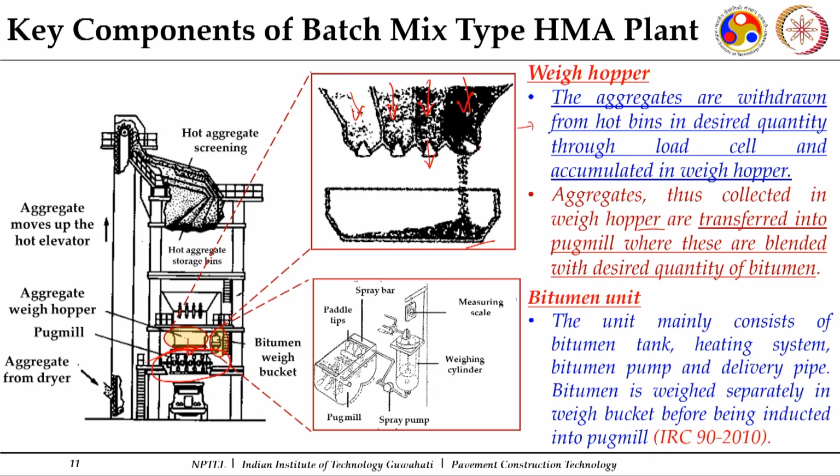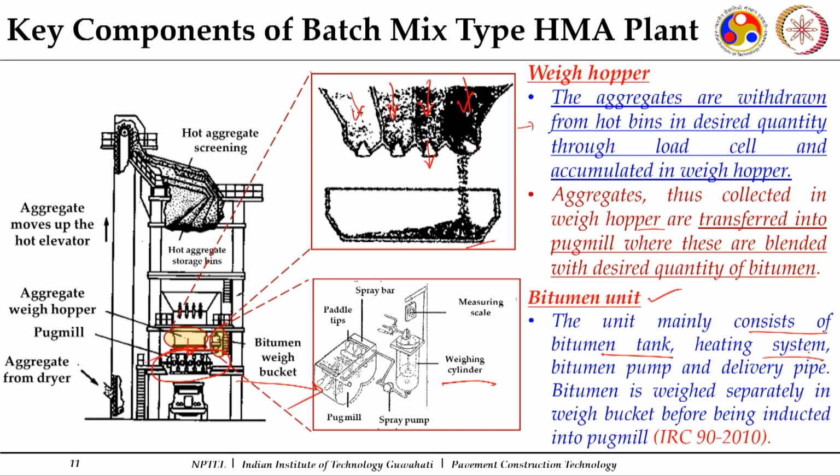Now, in the pug mill we need to introduce, along with these heated aggregates, the required quantity of binder also. So, there should be a binder measurement system also. We have a weighing cylinder, and this is the pug mill which has been shown here. Now, what it says, the bitumen unit mainly consists of a bitumen tank, heating system.